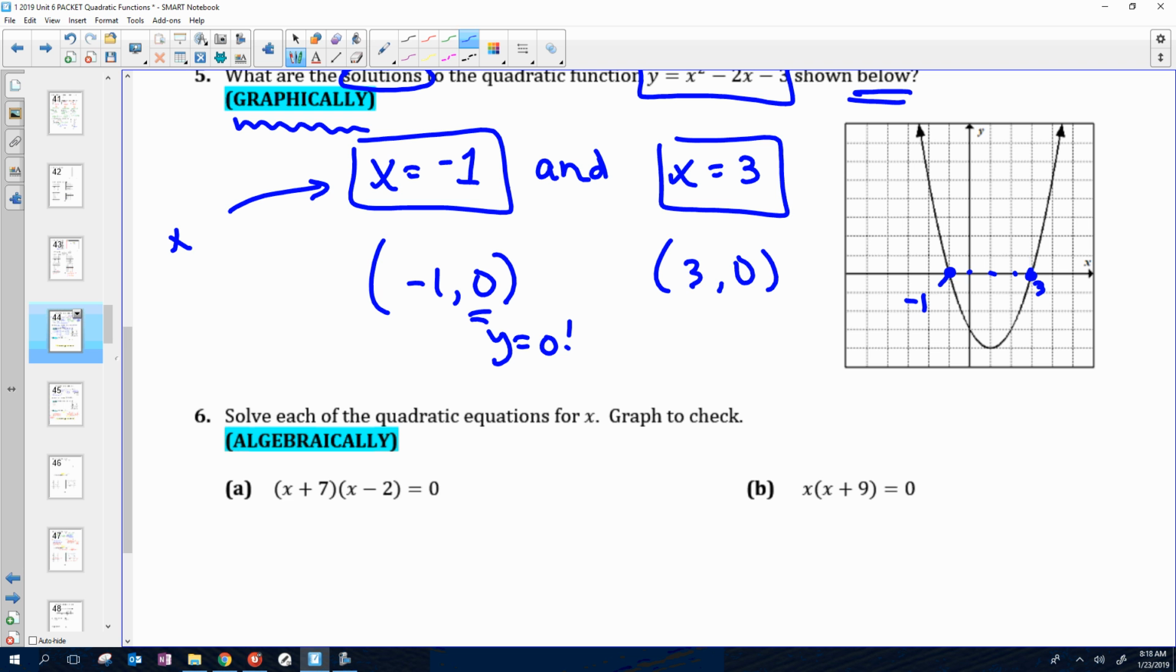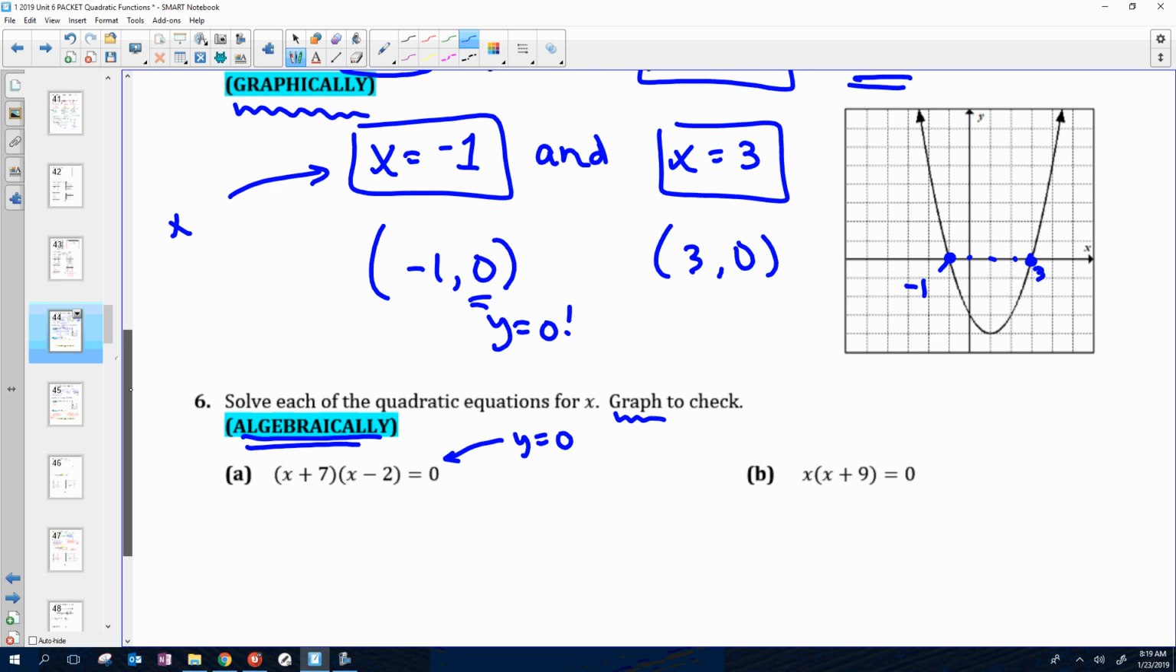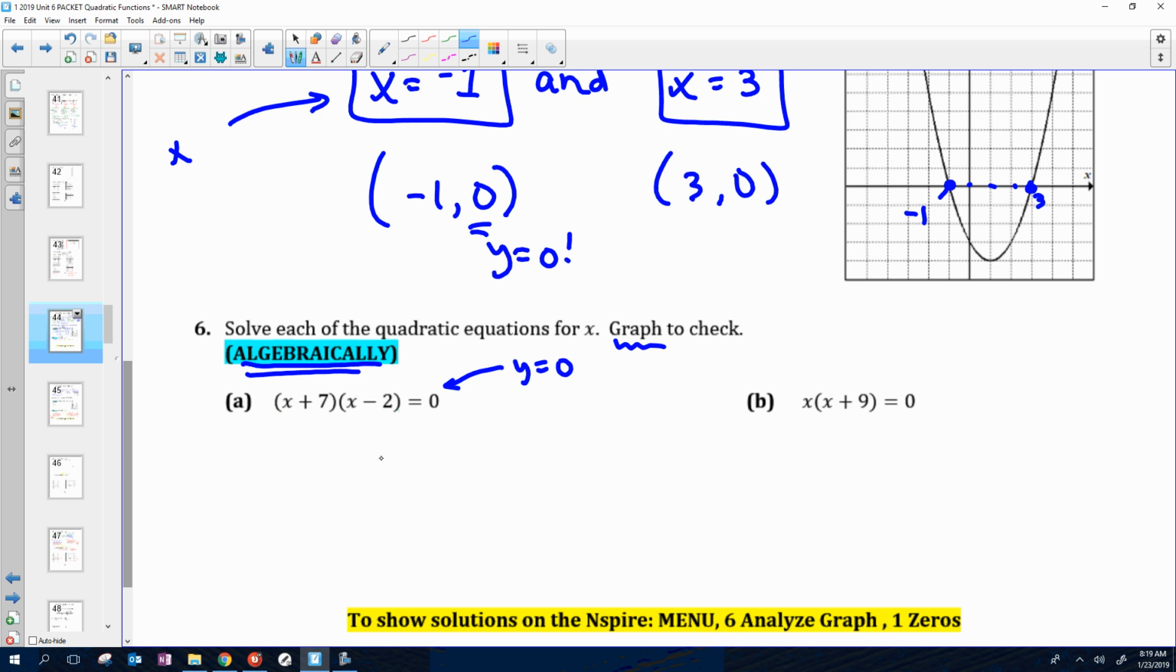Solve each of the quadratic equations for x, graph and check. Now I want you to do this algebraically, but we are going to do a graph to check these. So what you're looking at is you've already set this equal to 0, meaning the y is already equal to 0. So you're going to take these factors and find their solutions. You're going to find the roots from the factored form.